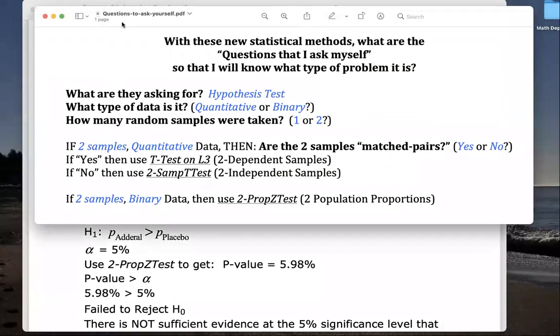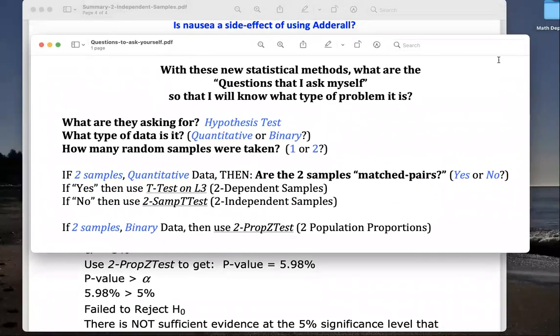But how do I know which statistical method to use? So including these new ones we covered. What are they asking for? Well, let's suppose it's a hypothesis test. Okay, well, how do I know which hypothesis test to do? Well, answer this next question. What type of data is it? Now, these two could be interchanged with each other. But what type of data is it? You're used to that being the second question. So let's do that. Quantitative or binary?